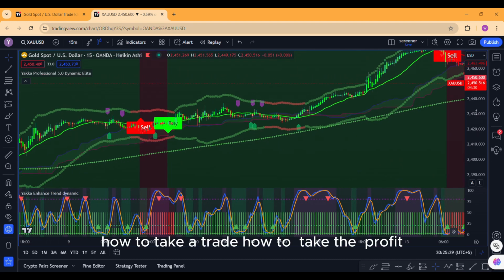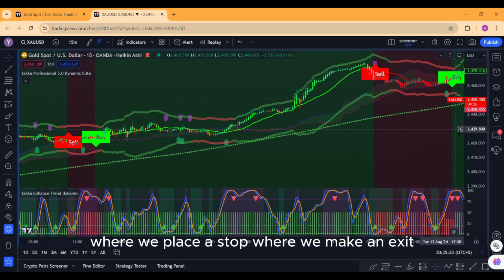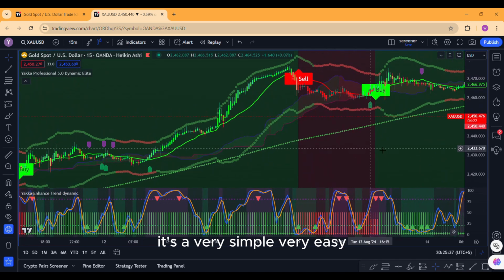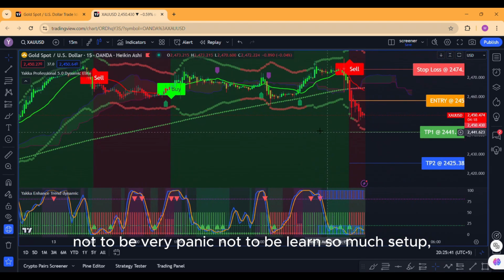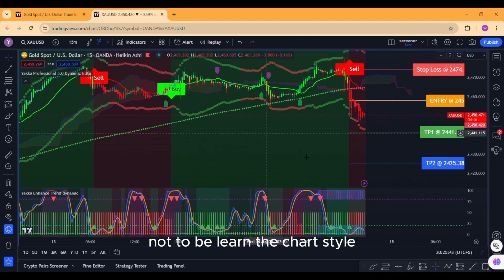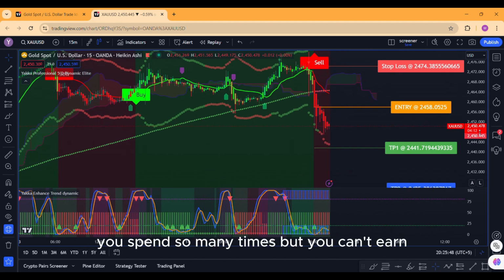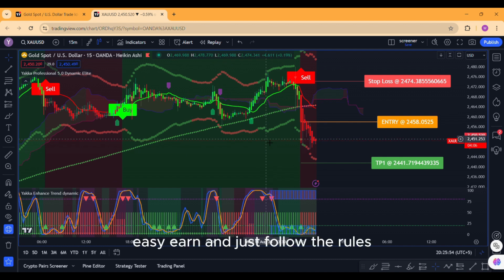How to take a trade, how to take profit, where we place a stop, where we make an exit, it's very simple, very easy. No need to panic, no need to learn so many setups, learn the chart style or the candle style. You spend so much time but you can't earn. In this setup you will easily learn, easily earn, just follow the rules and make a trade and make money.